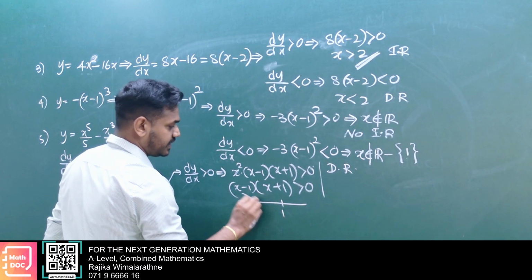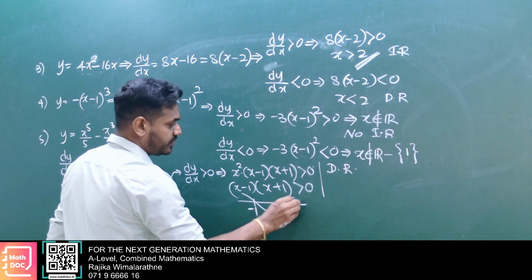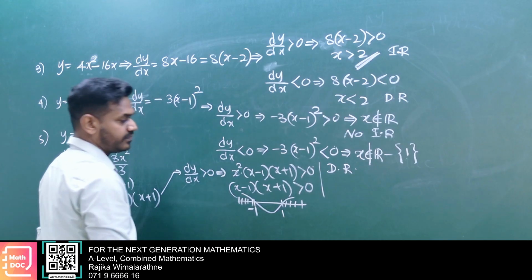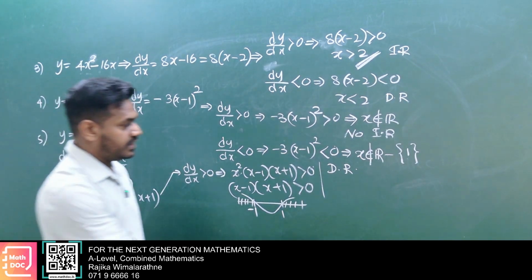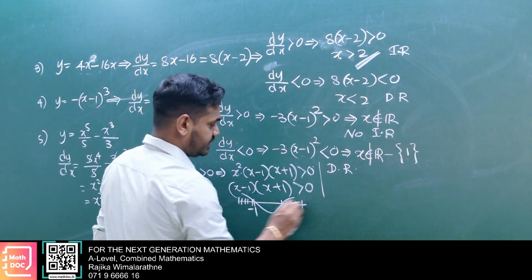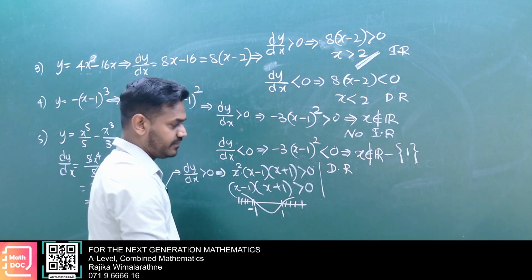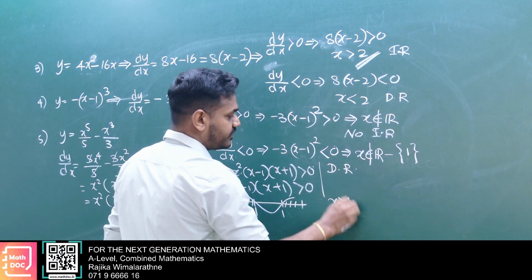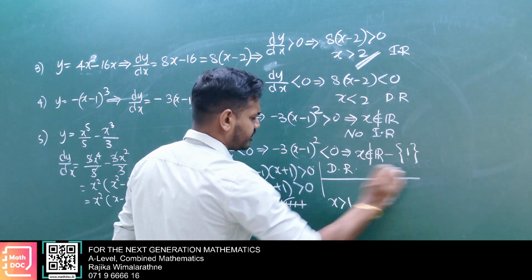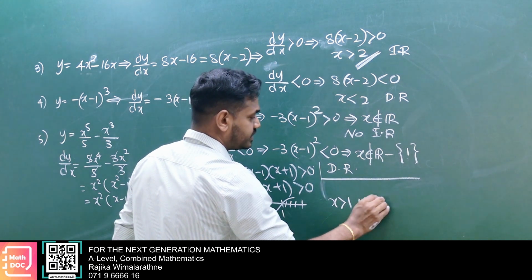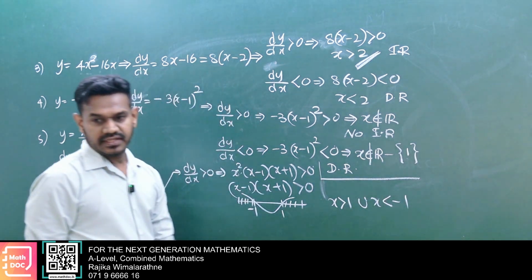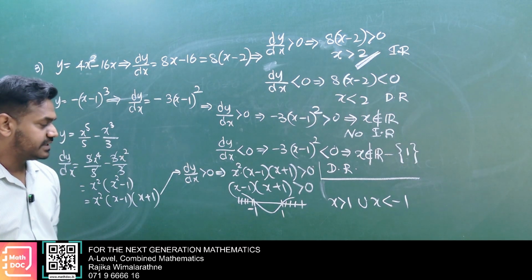Okay. Then here minus 1, plus 1 range. Here positive region, negative region, positive region. Then the increasing region is x greater than 1 union x less than minus 1. That is the increasing region.